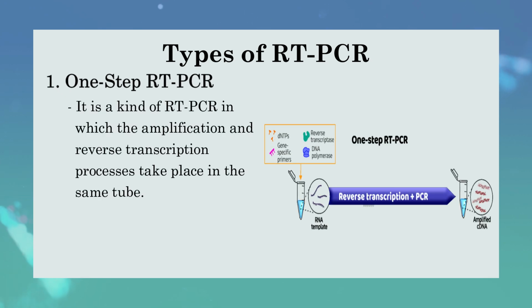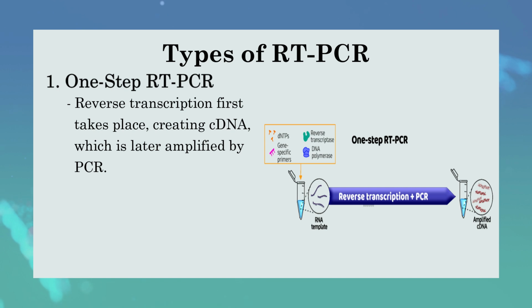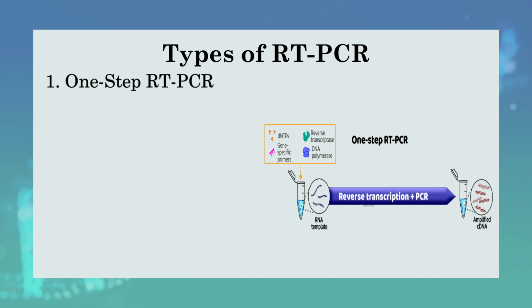It is a kind of RT-PCR in which the amplification and reverse transcription processes take place in the same tube. One tube is used to combine all the necessary ingredients. Reverse transcription first takes place, creating cDNA, which is later amplified by PCR.